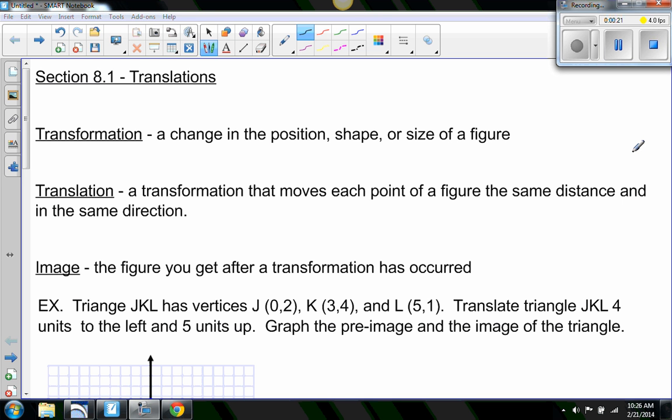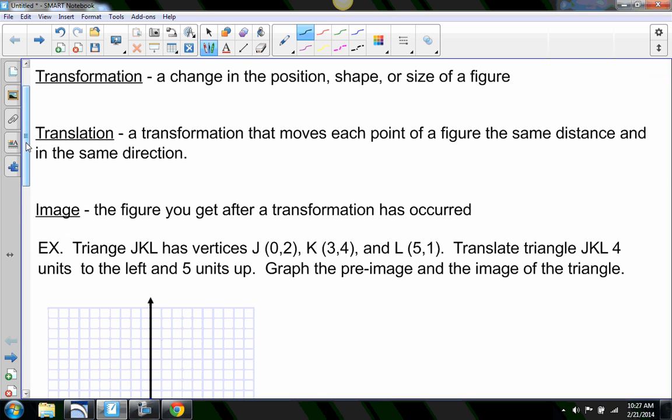First of all, we need to remember what a transformation is. If you transform something, think about the Transformers, right? They change. So if you transform something, it is changing either the position, the shape, or the size of the figure. Translation is one type of transformation that will move each point of a figure the same distance and in the same direction. So you can't rotate it along with sliding it. It's also called a slide, but the real term for it is translation.